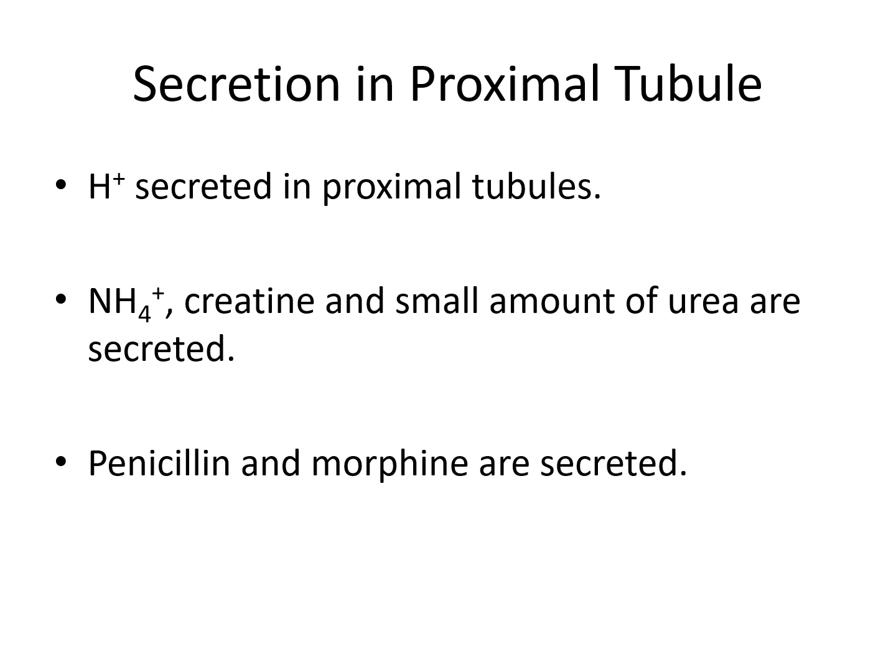Secretion in the proximal tubule: hydrogen ions are secreted in the proximal tubules. Other things include ammonium, creatinine, and a small amount of urea, which are also secreted. And even drugs, penicillin and morphine, are also secreted. Okay.